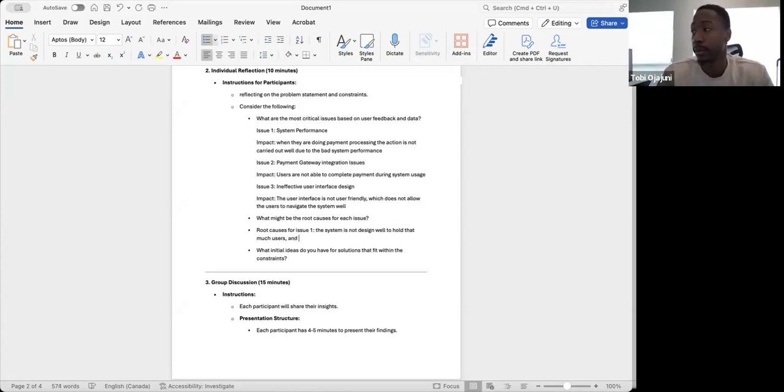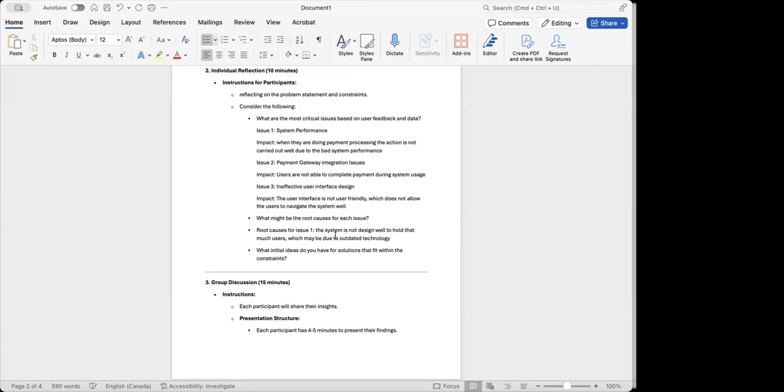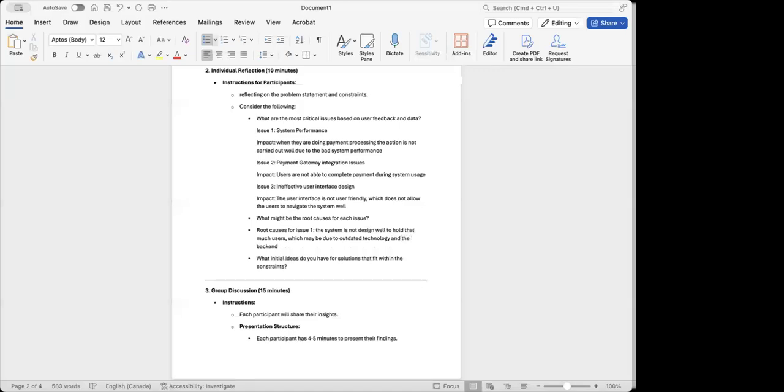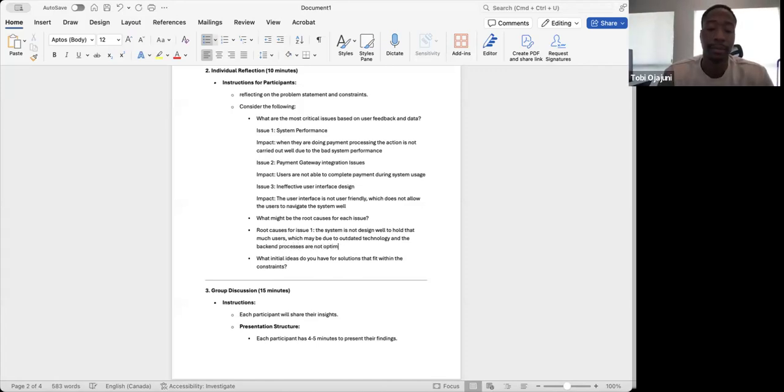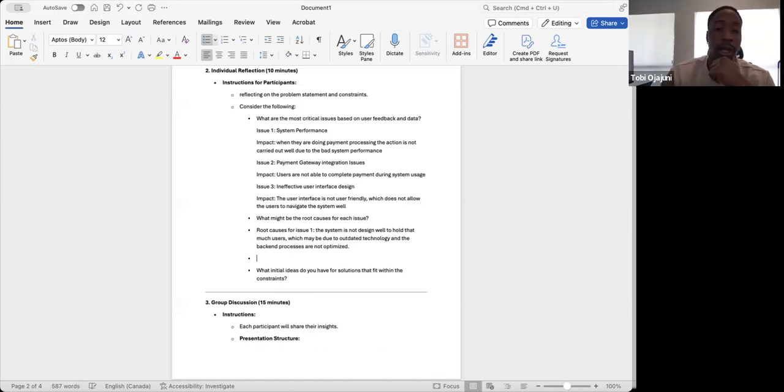Sure. Is there anything else you want to add? No, I think the backend technologies are now a lot outdated. Okay. So you believe that for issue one, the system is not designed well to hold that many users, which may be due to outdated technology and the backend processes not being optimized. Is that right? Yeah.